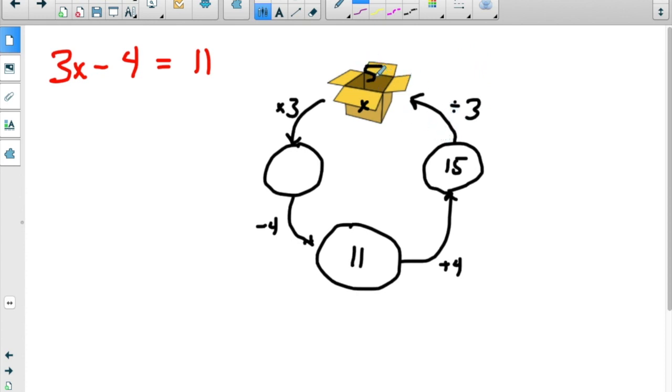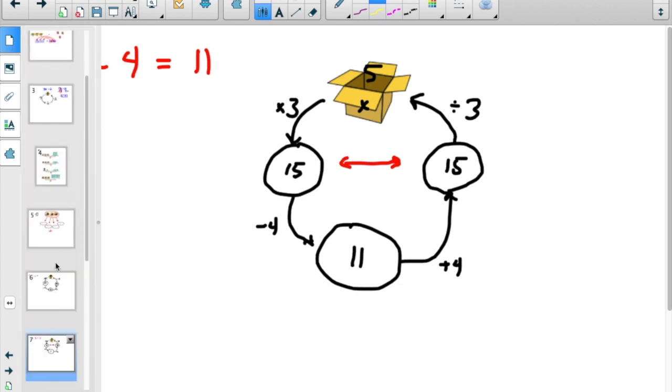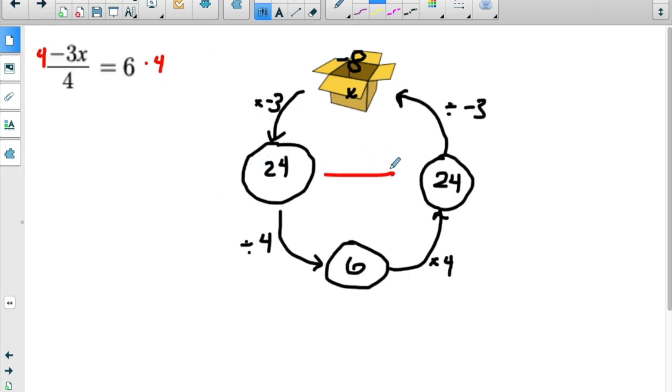Okay, let's check our answer. 5 times 3 is 15. 15 minus 4 is 11. 11 plus 4 is 15. 15 divided by 3 is 5. The loop works. Okay? And you'll notice, if you do this right, what's cool about the looping method is that these two numbers should always match. 15 and 15, and just like in the last example, we had 24 and 24. So that's another way you can check that it works.